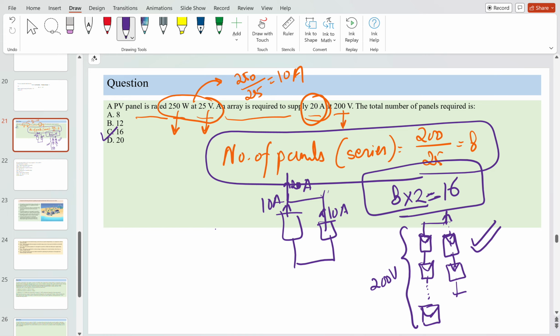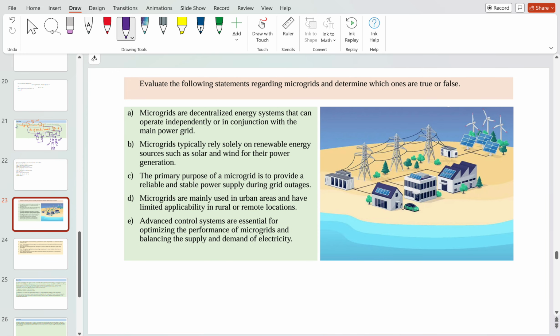Okay, let's move further. Remember this problem, this is important and you can expect one question from here. Try to solve this. It is an easy problem we have already seen in the previous tutorial session.